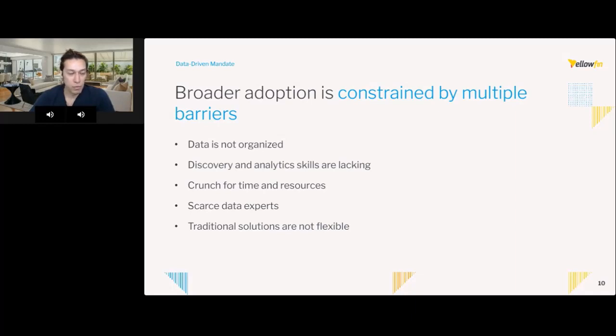And even if the data was organized, discovery and analytic skills are lacking in organizations. So making sense of this data that's already not in a coherent data structure could require some advanced analytic skills, some data scientist skills. And interestingly, many universities didn't even offer a degree in data science until the late 2010s. So just recently. So if we're not even able to hire folks with that type of expertise, how are we supposed to make sense of this data? There's also a crunch for time and resources.